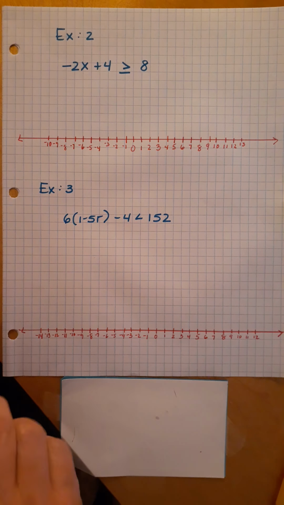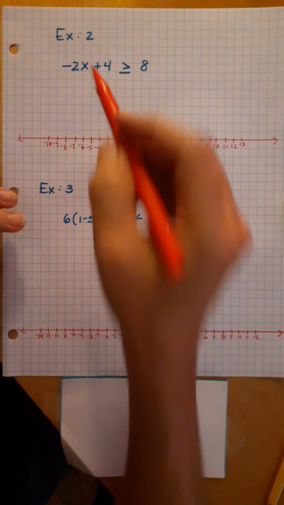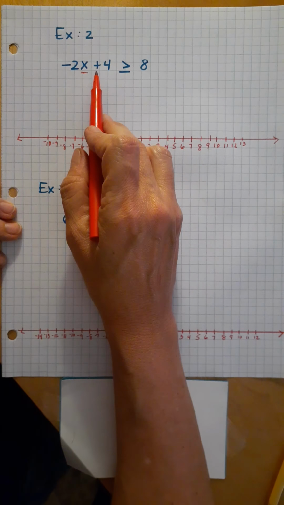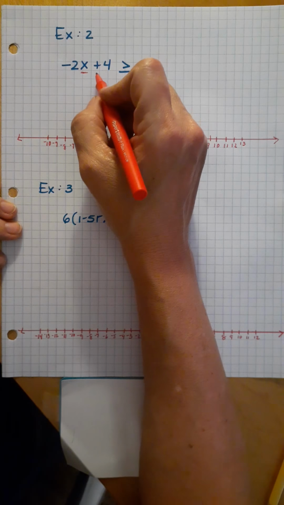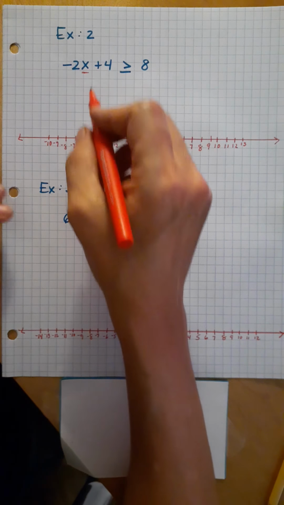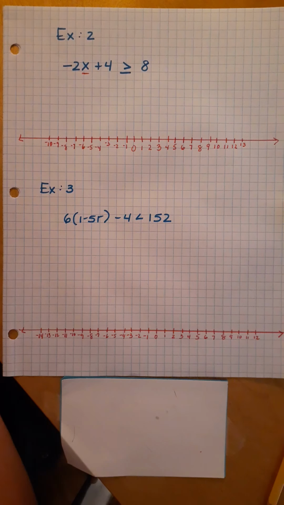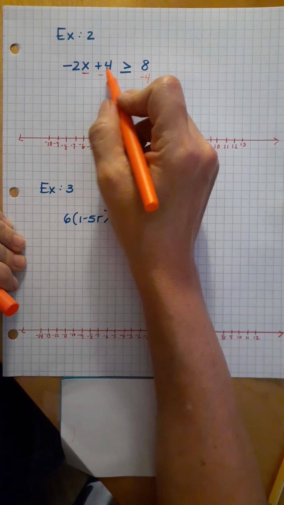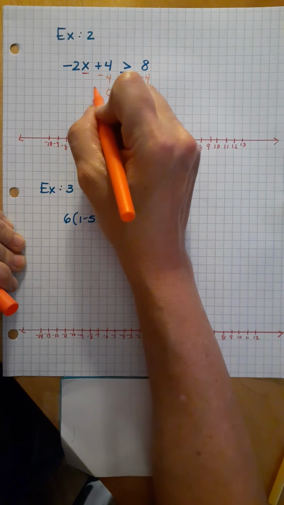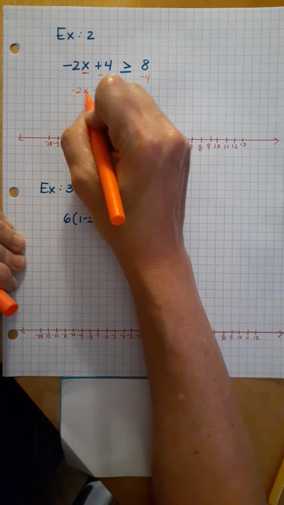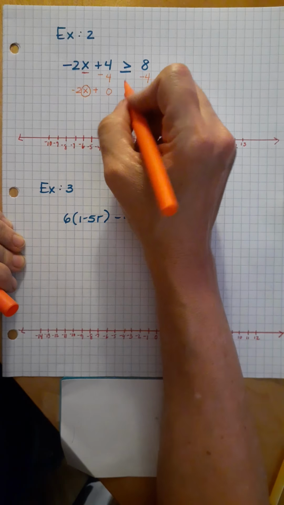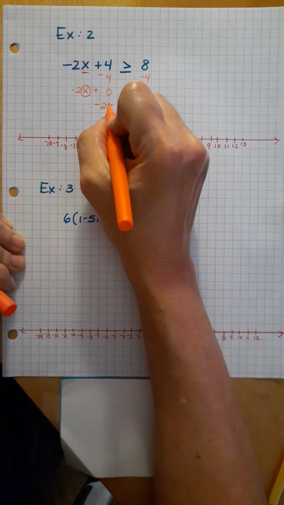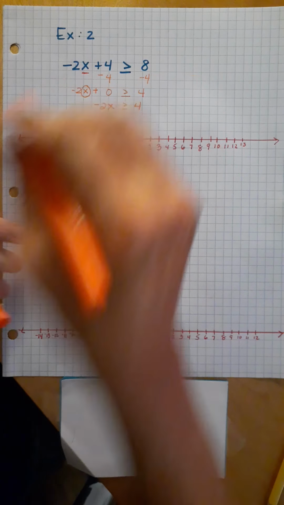All right, the first thing we need to figure out is how to get this x alone. I have to move whatever is plus or minus to the x. I am going to move the positive 4. How do I do that? Well, I say minus 4 minus 4. 4 minus 4, 0 plus negative 2x is greater than or equal to 4. Negative 2x is greater than or equal to 4.